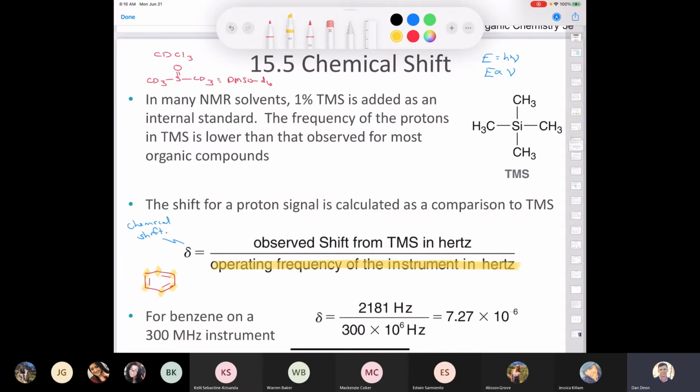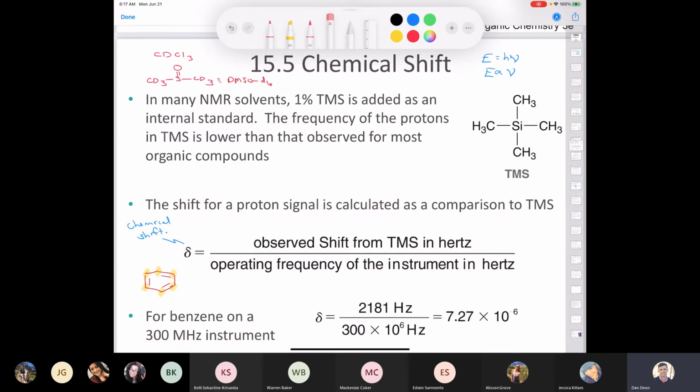So all 6 of those protons are identical, and we see that if we run an NMR spectrum of benzene on a 300 megahertz instrument, the chemical shift of the protons is around 2,181 hertz from tetramethylsilane. So what we do is we divide that by the operating frequency of the spectrometer, and we get this number, 7.27 times 10 to the negative 6.